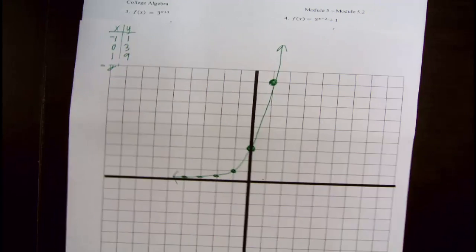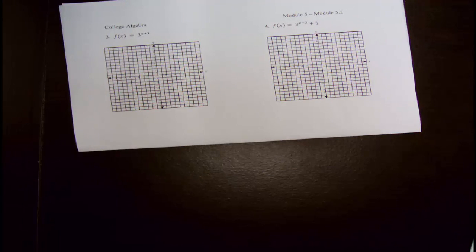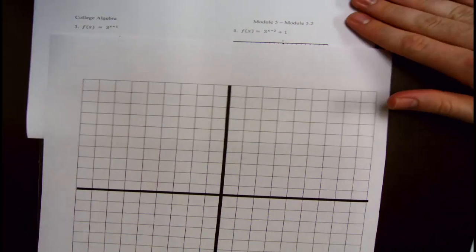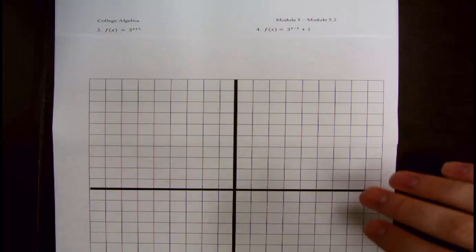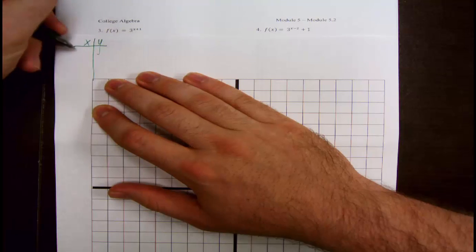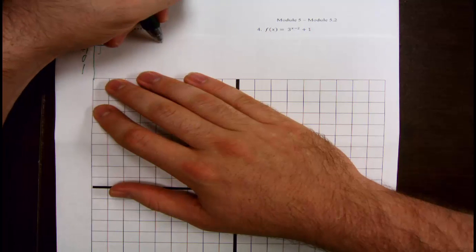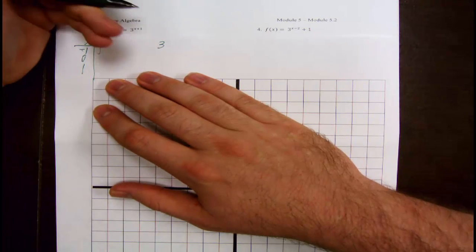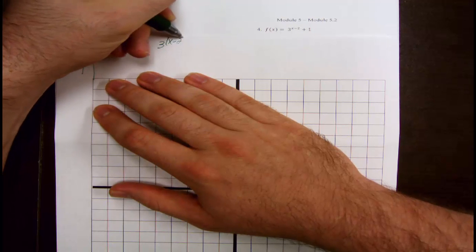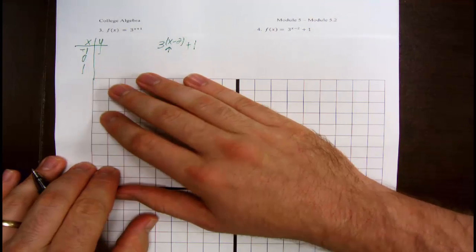Our next example, very similar, more calculator work. F of x equals 3 to the x minus 2 power plus 1. So I do that xy chart, and I plug in -1, 0, and 1. So let me write this down on paper so you can see what I'm doing in the calculator, but it's a base of 3 to the power of x minus 2 plus 1. So I'll be plugging those x values in for x right there.